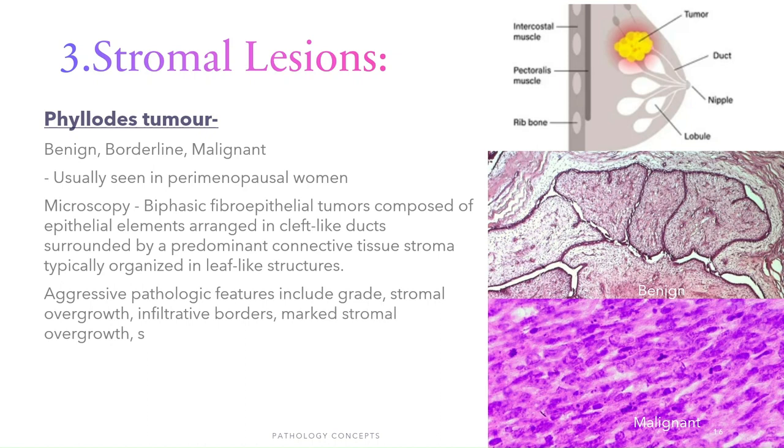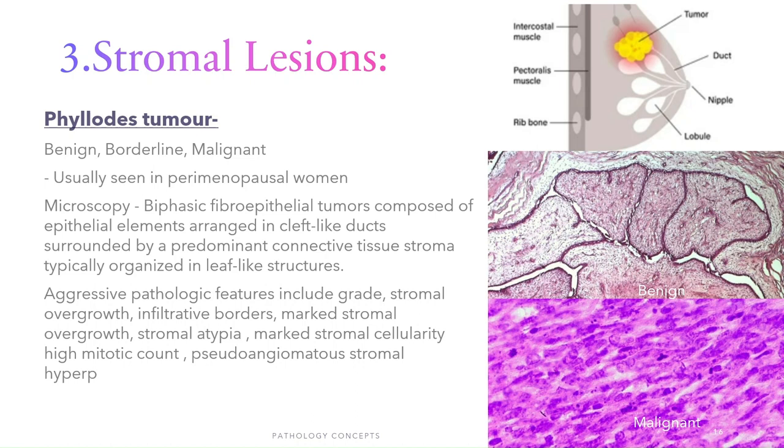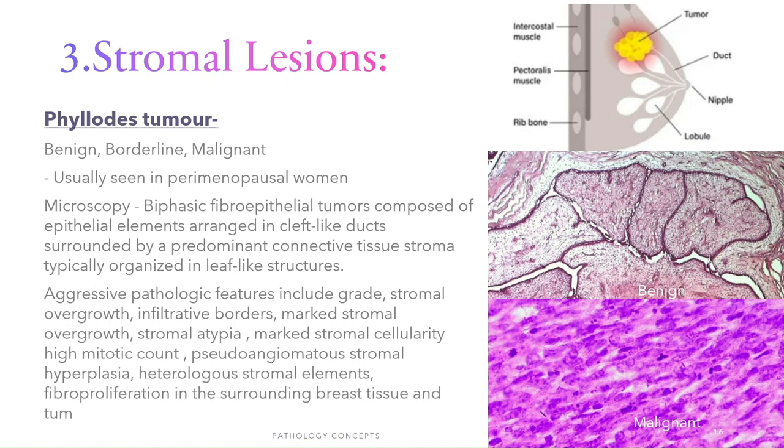In the malignant phyllodes tumor, aggressive pathological features are seen. They include high grade stromal overgrowth, infiltrative borders, stromal atypia, marked stromal cellularity, high mitotic count, pseudoangiomatous stromal hyperplasia, heterologous stromal elements, fibroproliferation in surrounding breast tissue and tumor necrosis.